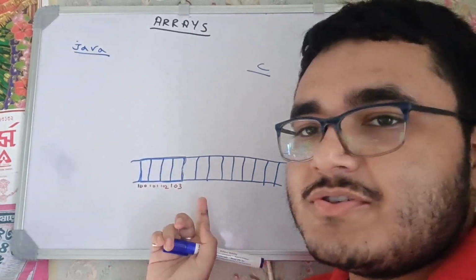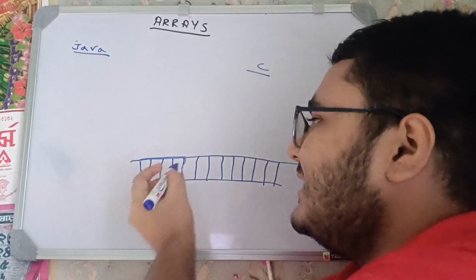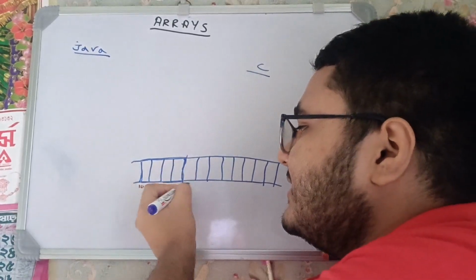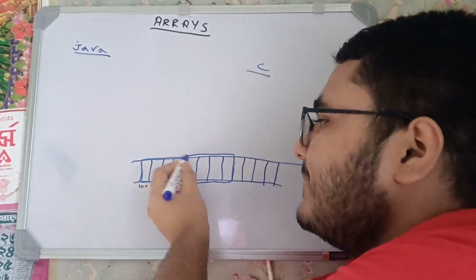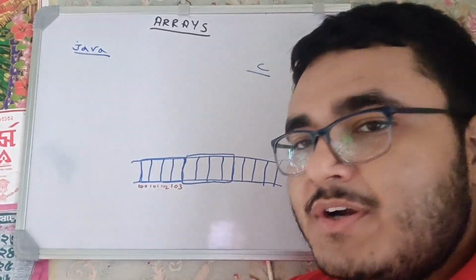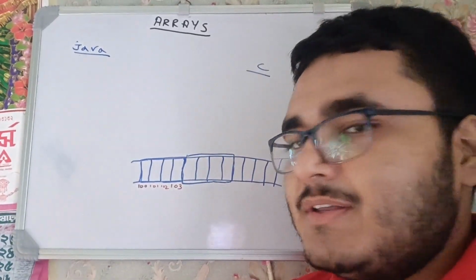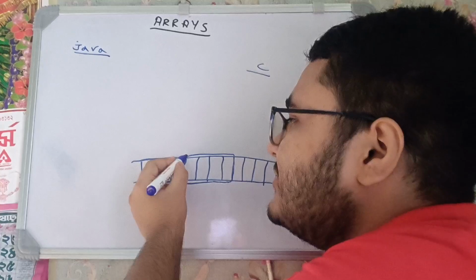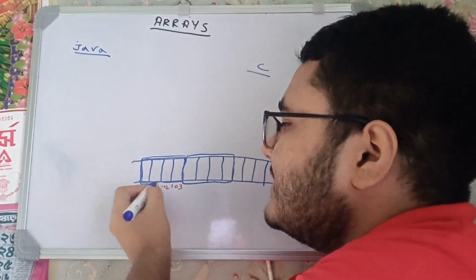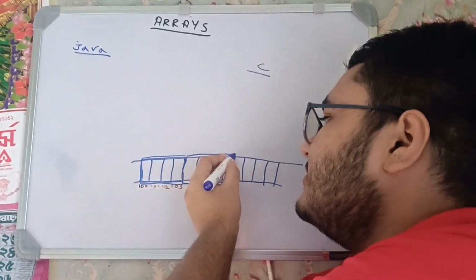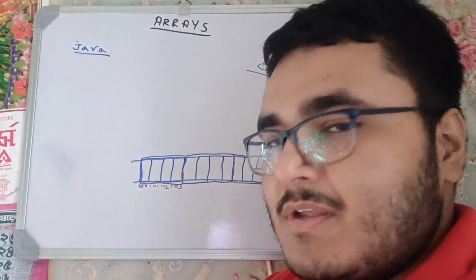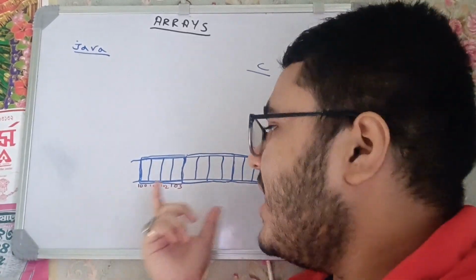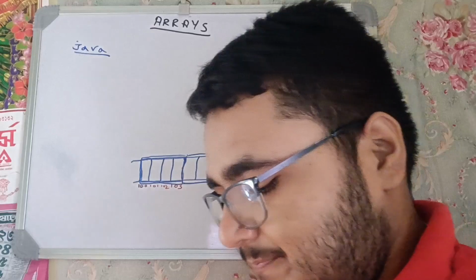The next slot should start immediately after this slot. This is called contiguous allocation of memory. So this is the first slot, this is the second slot, this is the third slot, and so on. So how can we do this actually?